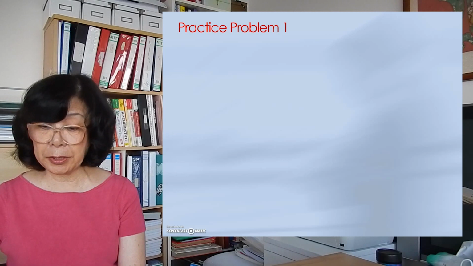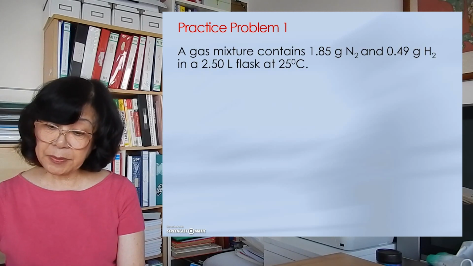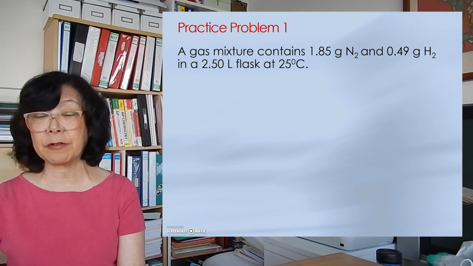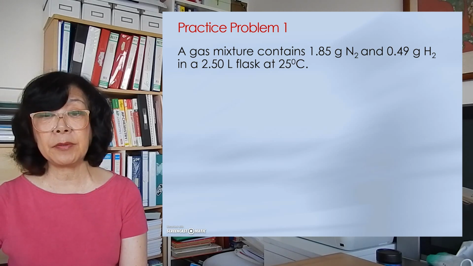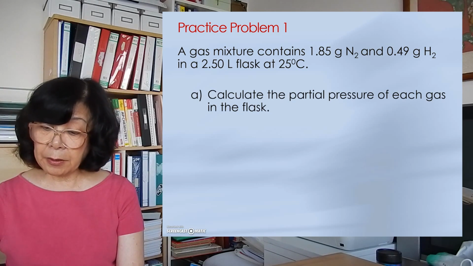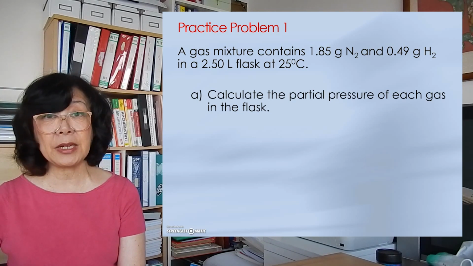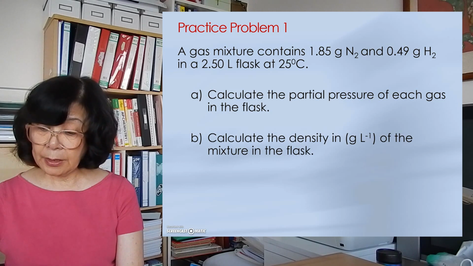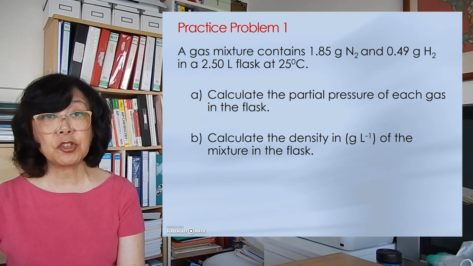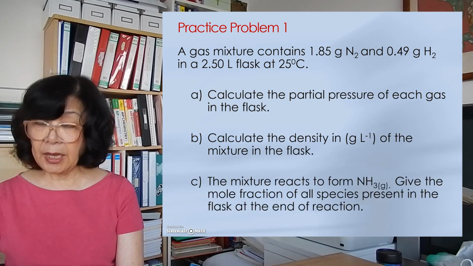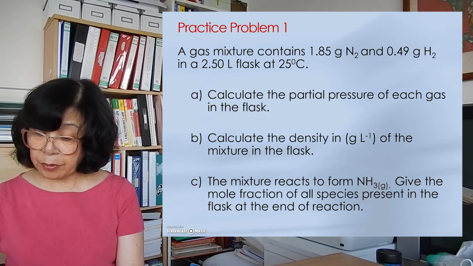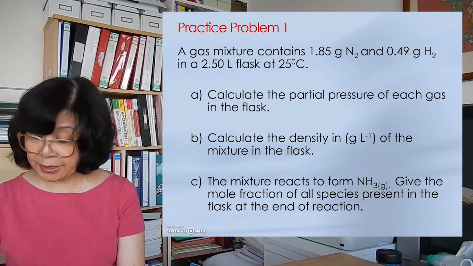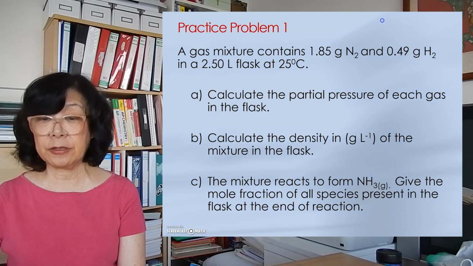Practice problem number 1. A gas mixture has 1.85 grams of nitrogen and 0.49 grams of hydrogen in a 2.5 liter flask at 25 degrees C. Calculate the partial pressure of each gas in the flask. Calculate the density of the mixture. And if the mixture combines to form ammonia, give the mole fraction of all species present at the end of the reaction.